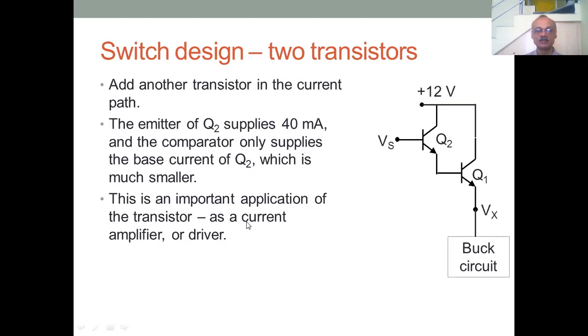Also, this demonstrates an important application of the transistor, which is as a current amplifier, or often called a driver. So this Q2 is basically acting as a driver or a current amplifier, and this often happens.